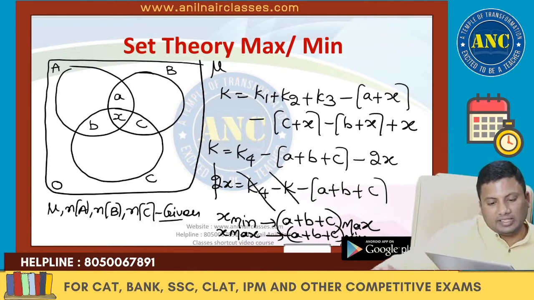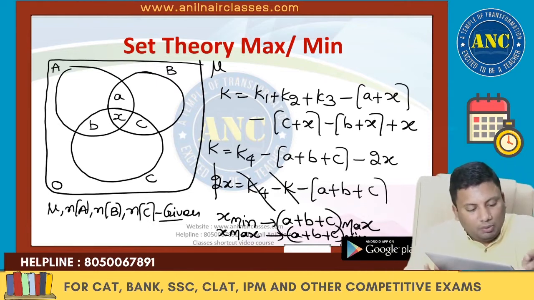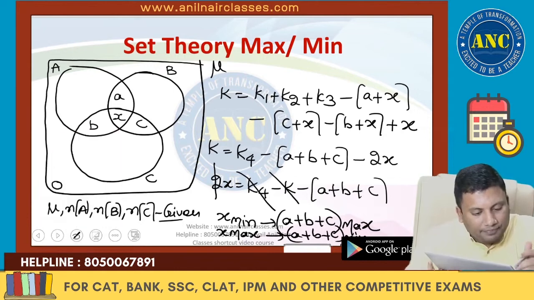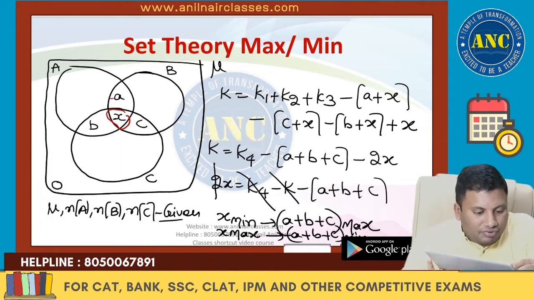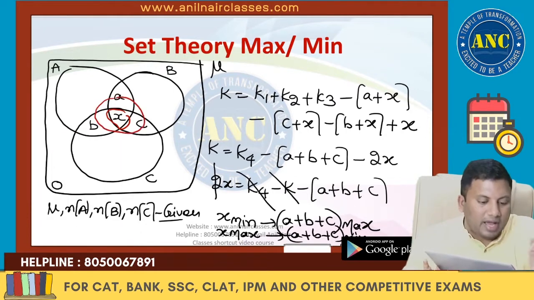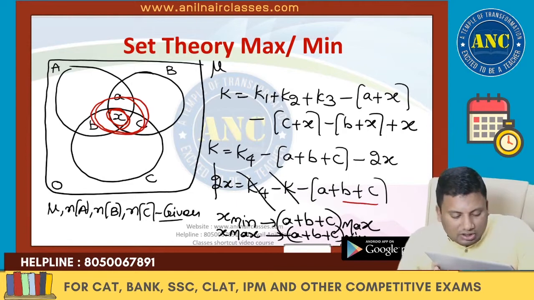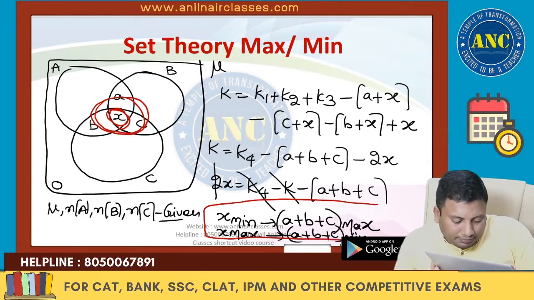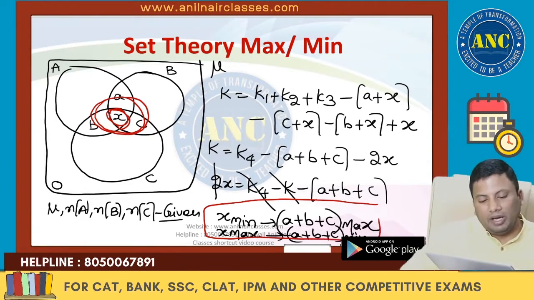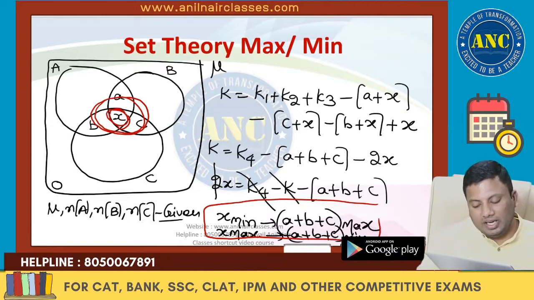I hope it is clear, right? For this to be minimum, these three regions should be maximum. For it to be maximum, these three regions should be minimum. Please draw this beautiful conclusion. If X is minimum, A plus B plus C is maximum. If X is maximum, A plus B plus C is minimum.